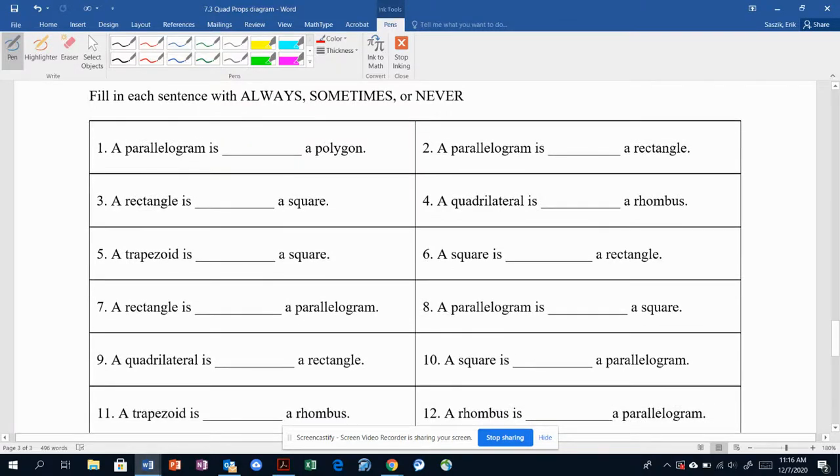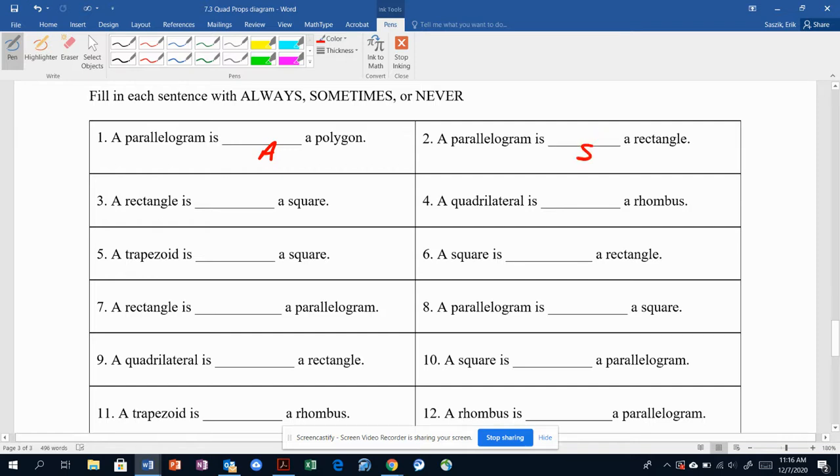Fill in each sentence with always, sometimes, never. You guys love that. A parallelogram is, well, that's always a polygon, right? For sure. A parallelogram is not always a rectangle. It is sometimes a rectangle, okay? A rectangle is sometimes a square. A quadrilateral, well, not all quadrilaterals are rhombi, so that's going to be sometimes.